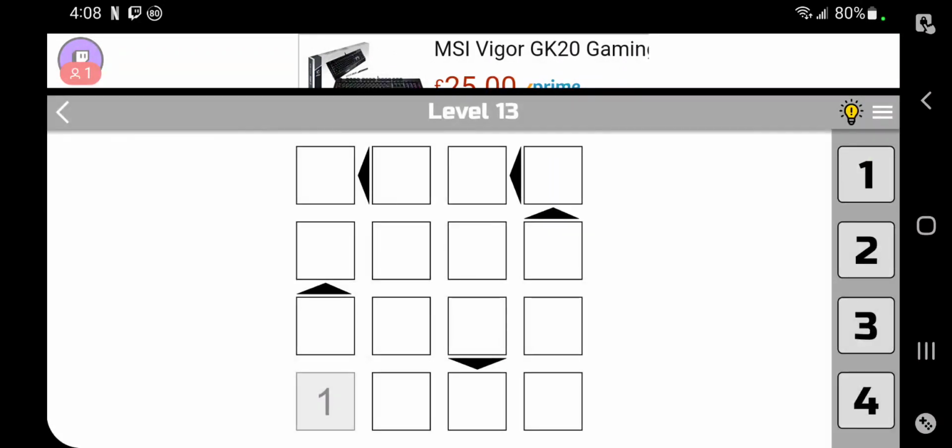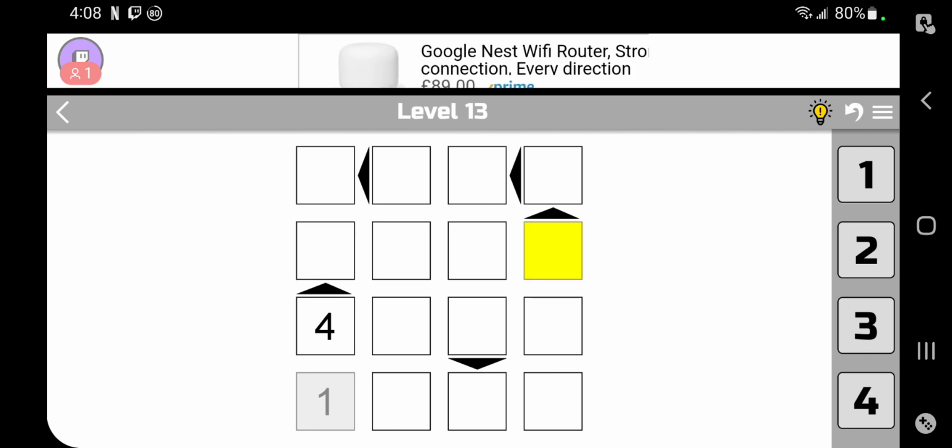Puzzle 13. Ooh, a few more inequalities on this one. Okay, so we know that that can't be a 4 because nothing can be greater than a 4. We know that that can't be a 4, so that must be the 4. We're missing a 3 and a 2, so not a great deal of help at this stage. But here we can have a 1, 2, 3.